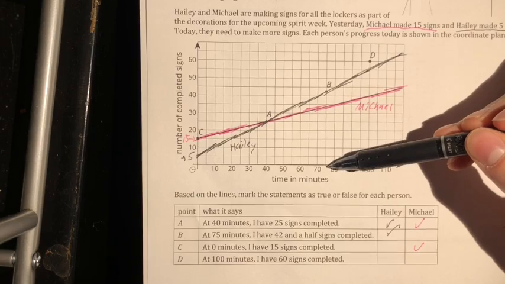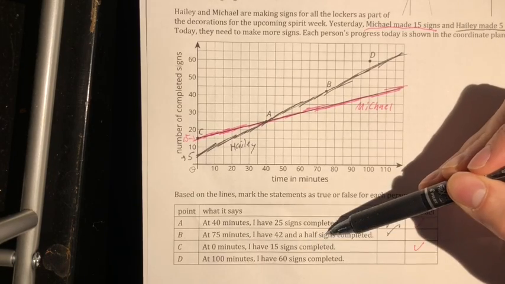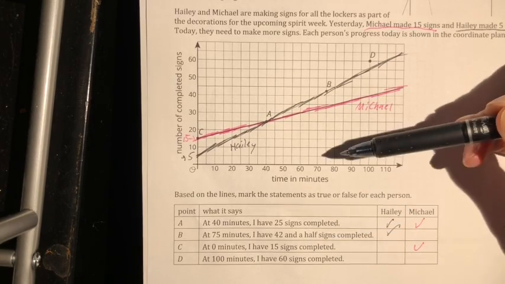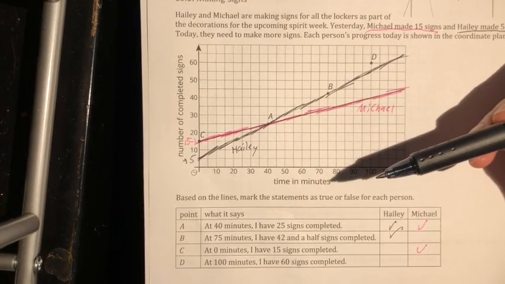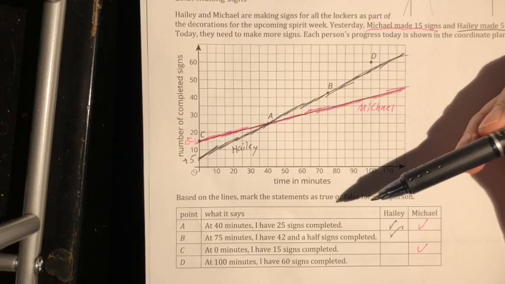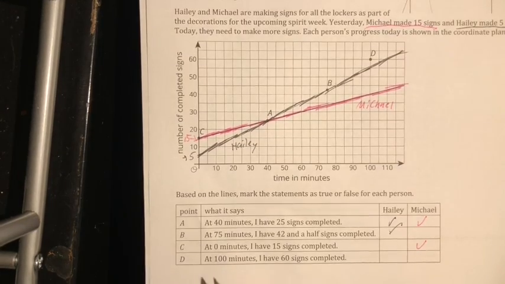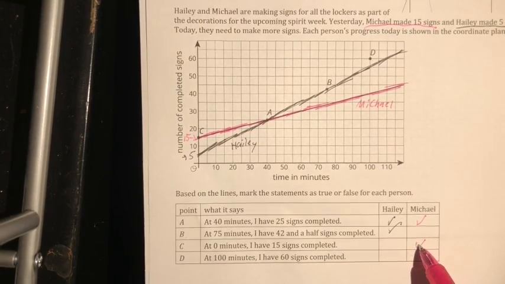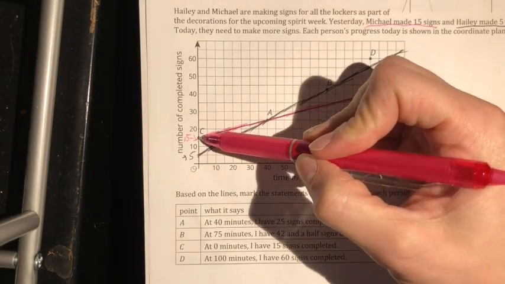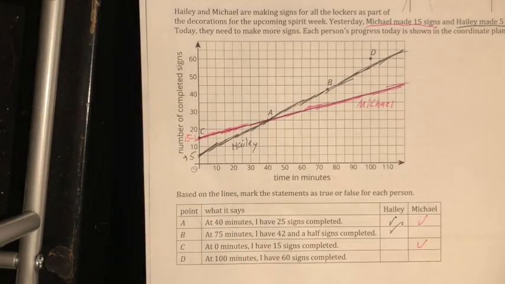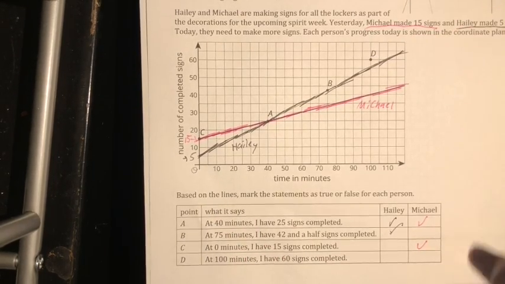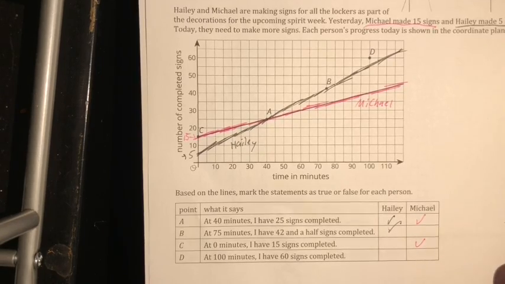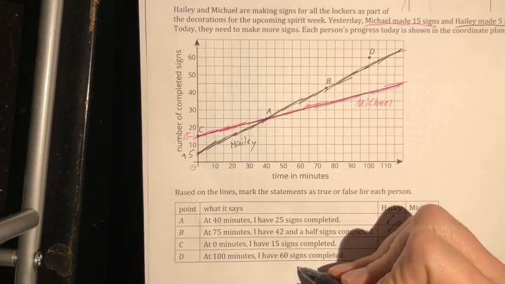Michael, after 75 minutes, seems to only have 34-ish signs completed, maybe 33.5, 34. And then for point C, at 0 minutes, well, remember from the problem, Michael had 15 signs made and Haley only had 5. So at 15 minutes, he was there, and she was down there. And at 100 minutes, I have 60 signs completed. That's true for neither of them. Now notice, they had more than 60 signs completed.